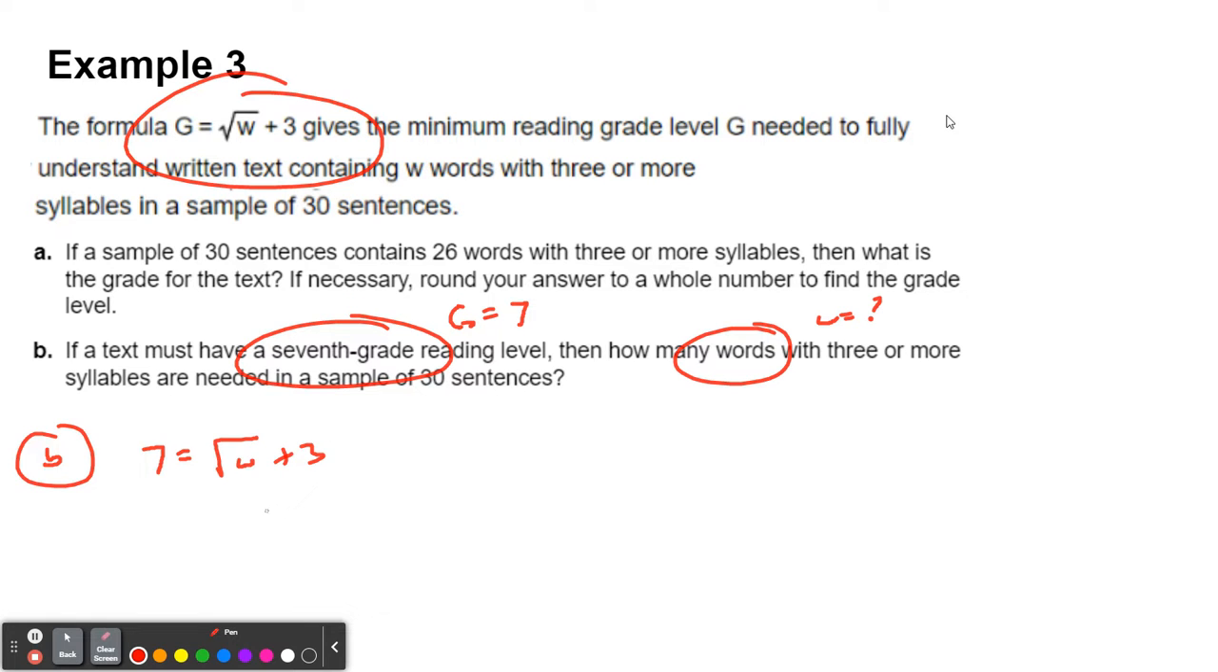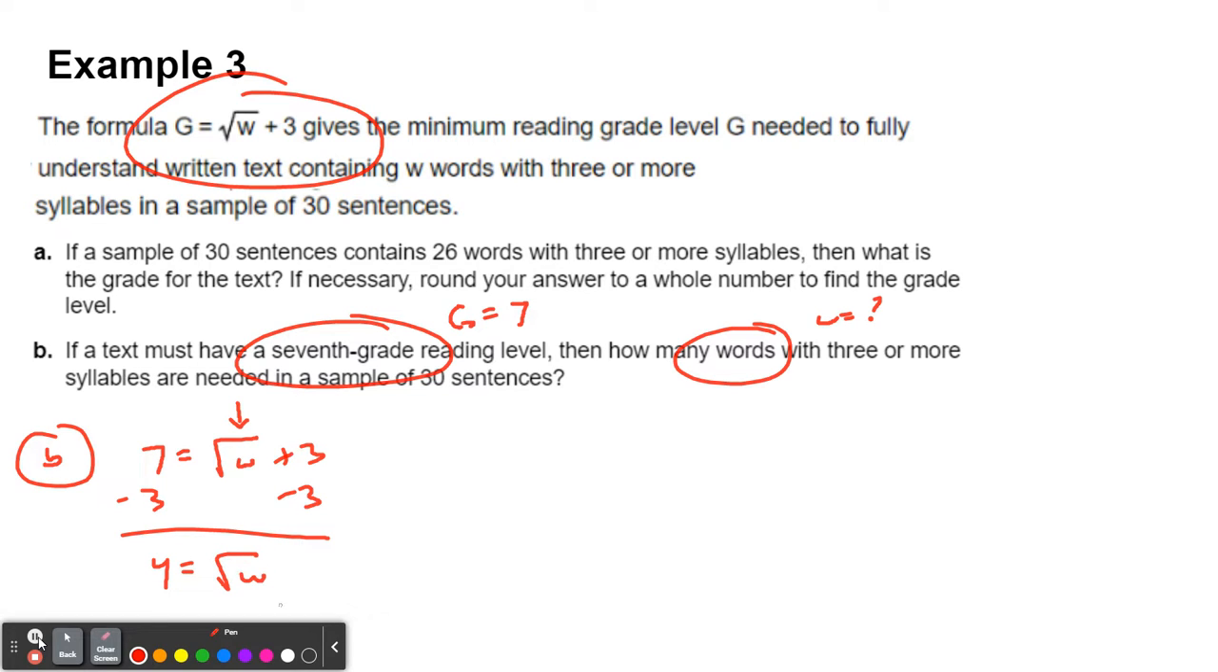So we can do a couple things. So we could actually solve this, okay? So let me show you what we could do. So I know this is not squared, but it's in a square root, so let's get this by itself by subtracting 3 from both sides, right? So that would be 4 equals the square root of w.